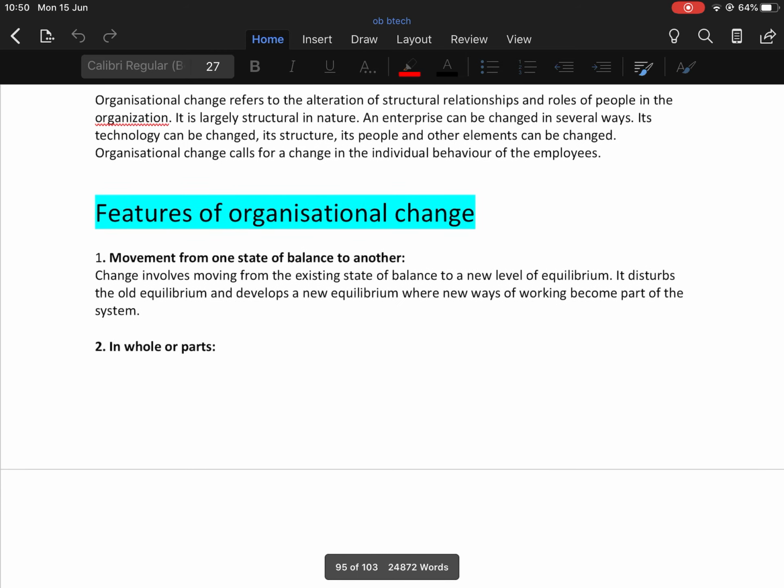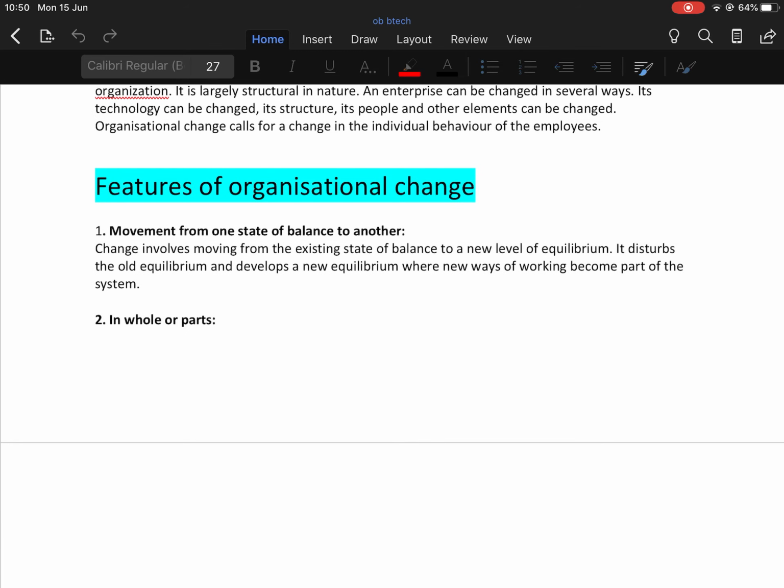Now the features of organizational change. First is movement from one state of balance to another. Change involves moving from the existing state of balance to a new level of equilibrium. It disturbs the old equilibrium and develops a new equilibrium where new ways of working become part of the system.